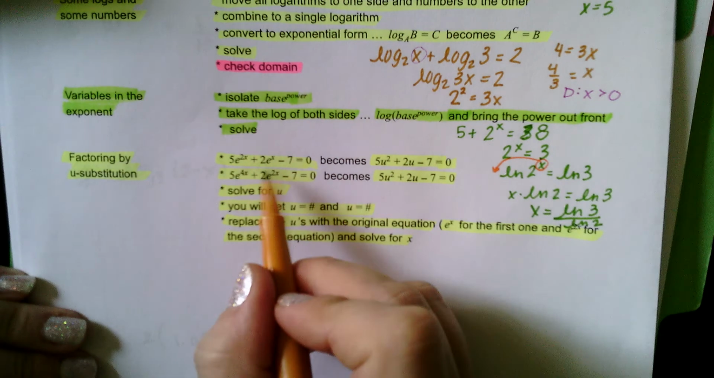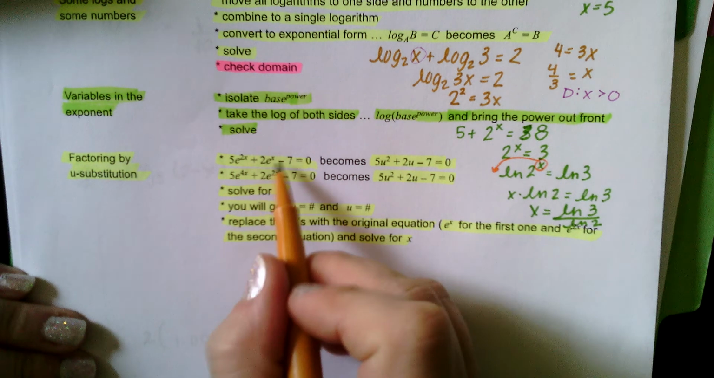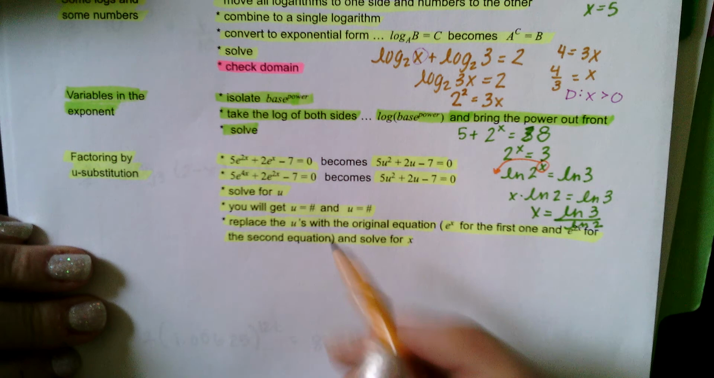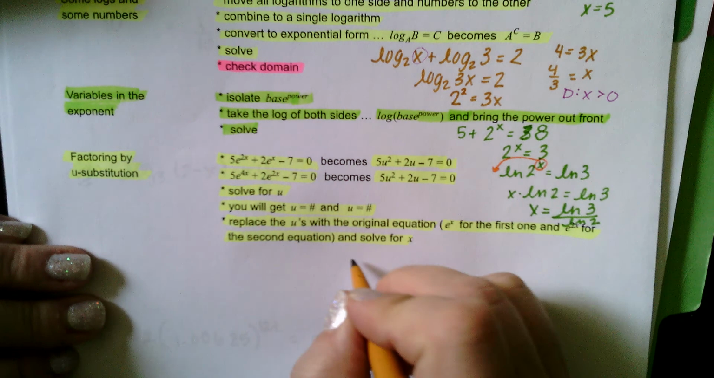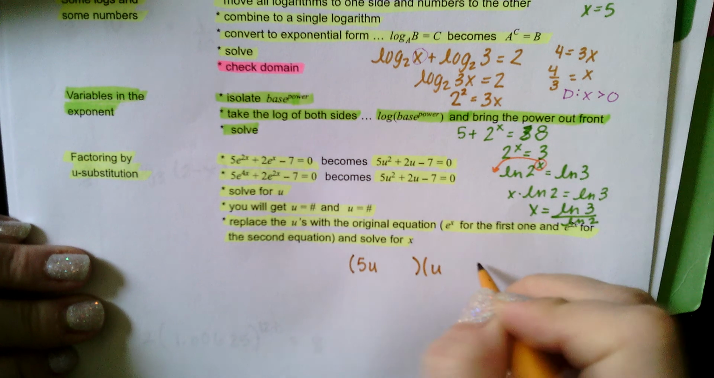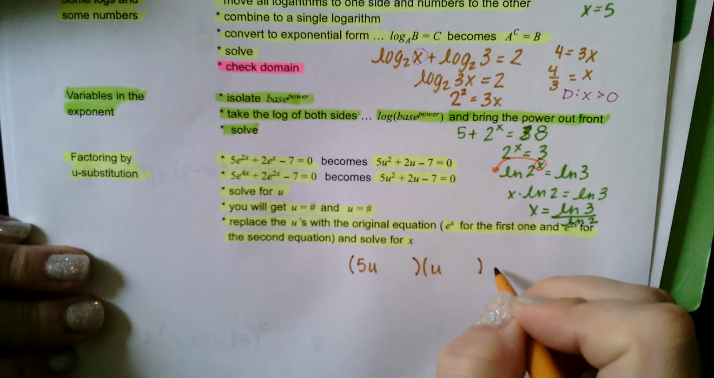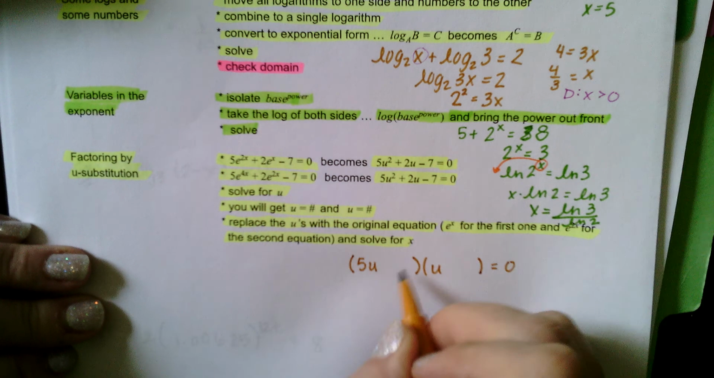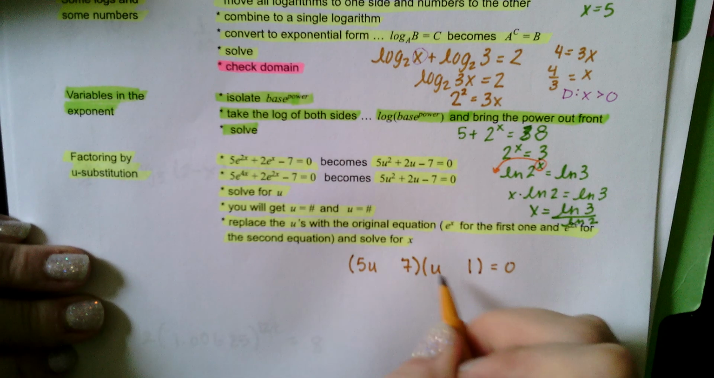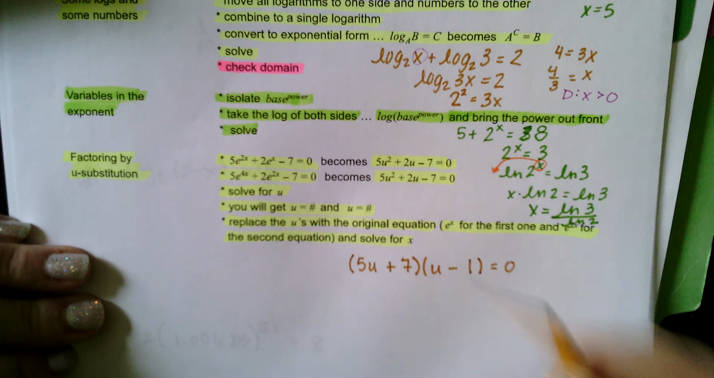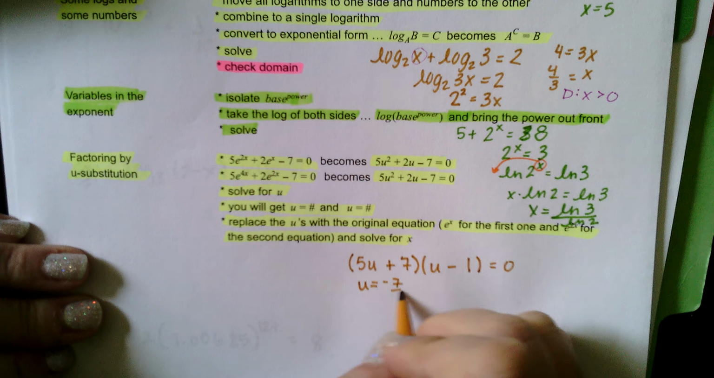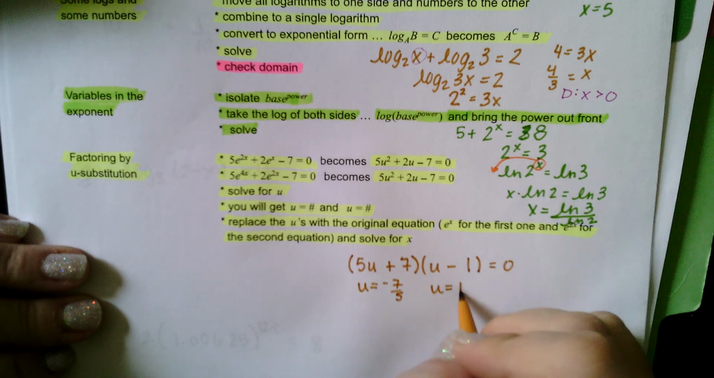So on this one, where we had 5e to the 2x plus 2e to the x minus 7, if we factor that, let's see, that would be 7 and 1. This guy's plus, this guy's minus. Okay, so we would get u equals negative 7/5 or u equals 1.